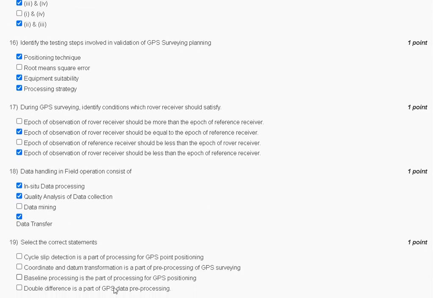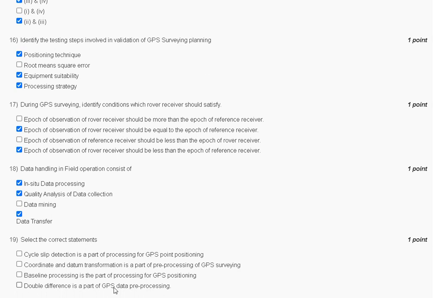Question number 19. Select the correct statement. The correct answer is option B, baseline processing is the part of processing of GPS positioning. And option number D, double difference is a part of GPS data pre-processing.